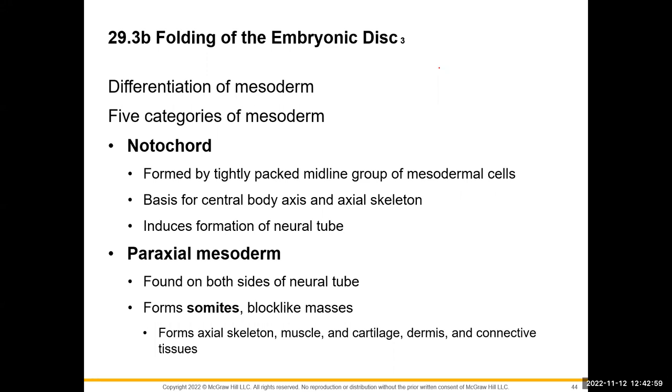All righty then. So now moving on to our second layer, the mesoderm, we're going to see some structure differentiation. The first structure I want to talk to you about is the notochord. The notochord is a group of cells that are midline in our developing embryo, and they are eventually going to give rise to the central body axis and the axial skeleton. And then we'll also see this structure called the neural tube.